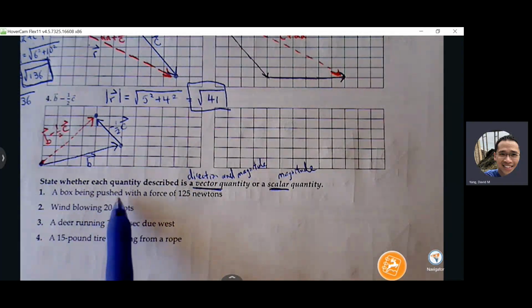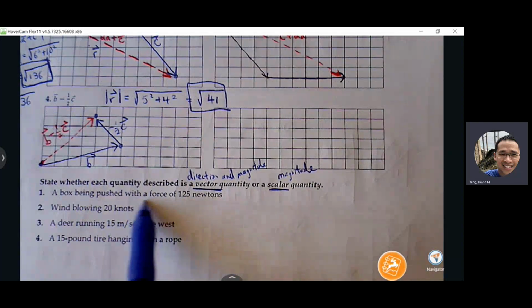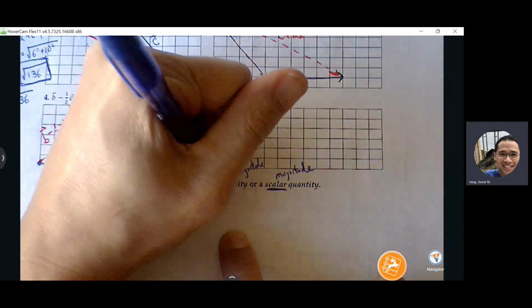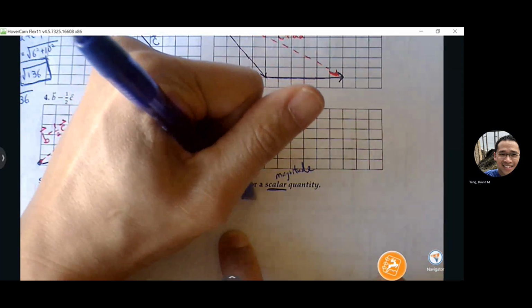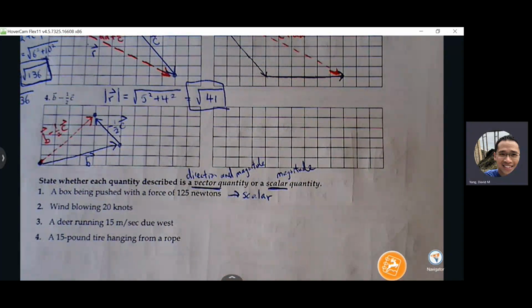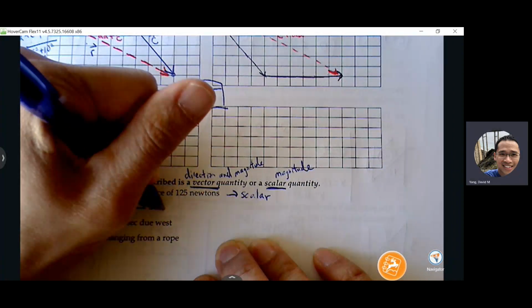So a box is being pushed with a force of 125 newtons. It's scalar because do we know which direction this box is being pushed? We don't know, right? So this is scalar. Okay, wind is blowing 20 knots. Scalar, right? We don't know which direction, is it north, is it south? We don't know. So only scalar.